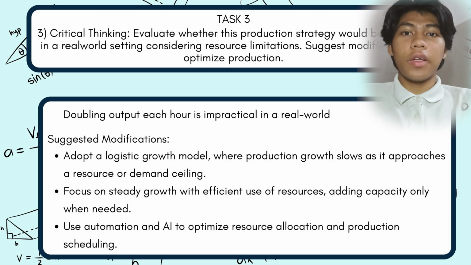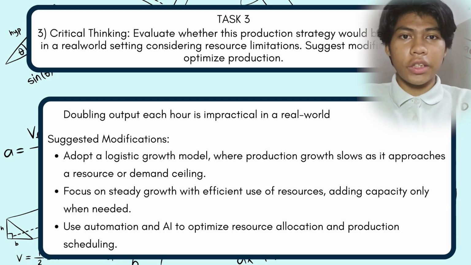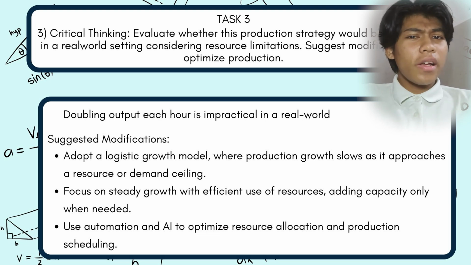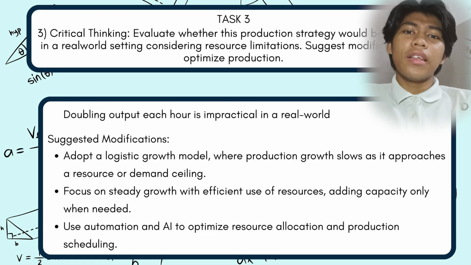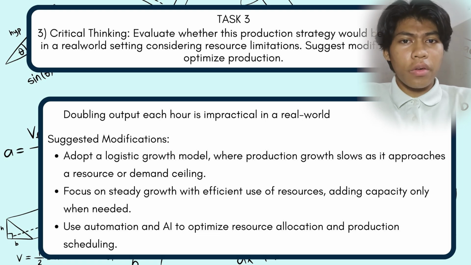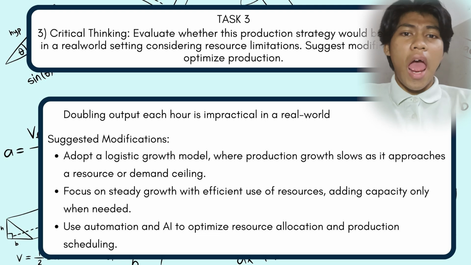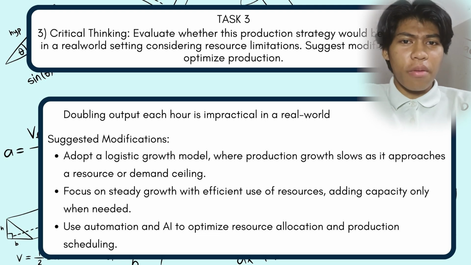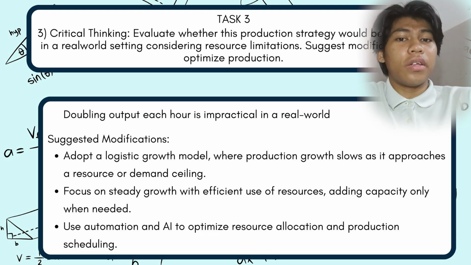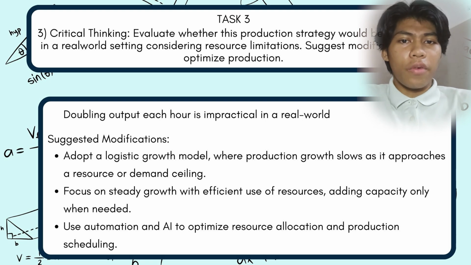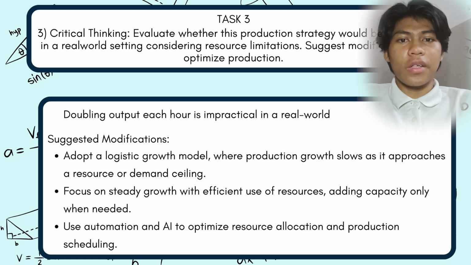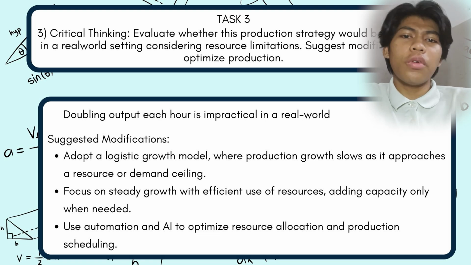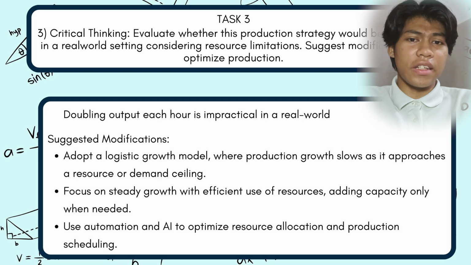Finally, let's evaluate the practicality of doubling production output each hour. While this strategy might seem appealing in theory, it is highly impractical in a real-world setting. The exponential growth in output would require an equally exponential increase in raw materials, manpower, equipment, and energy, all of which are limited resources. Additionally, managing and storing the exponentially growing output would create significant logistical challenges.